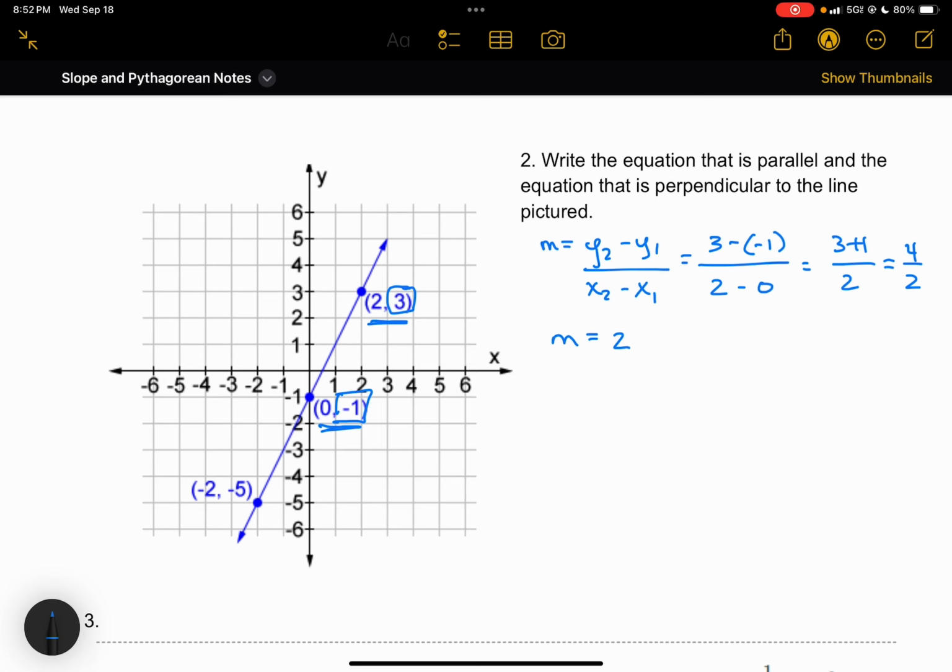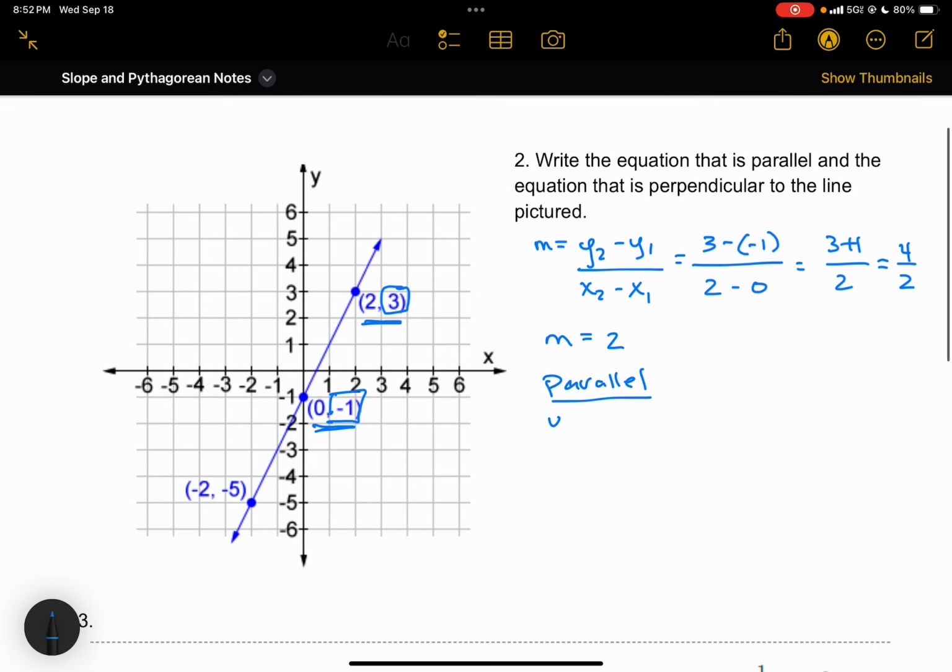All right. So parallel. I have y equals mx plus b. M is going to be 2. B is where it's crossing the, I lost my whole train of thought.